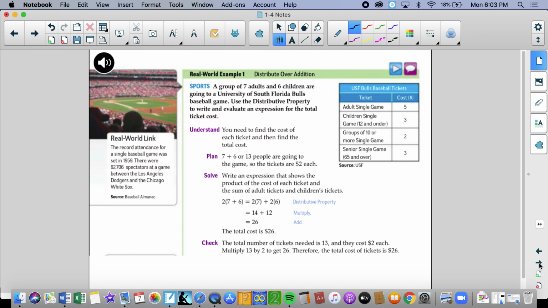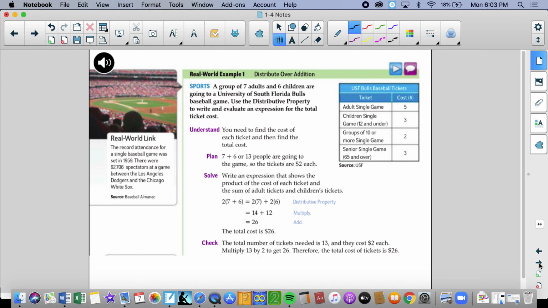So a group of 7 adults, this is such a tricky question. Oh, when I did it first, I did it wrong. I got tricked. A group of 7 adults and 6 children are going to a University of South Florida Bulls baseball game. Use the distributive property to write and evaluate an expression for the total ticket cost. You need to find the cost of each ticket and then find the total cost.